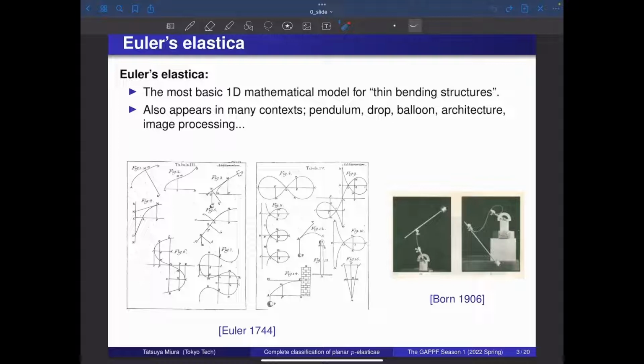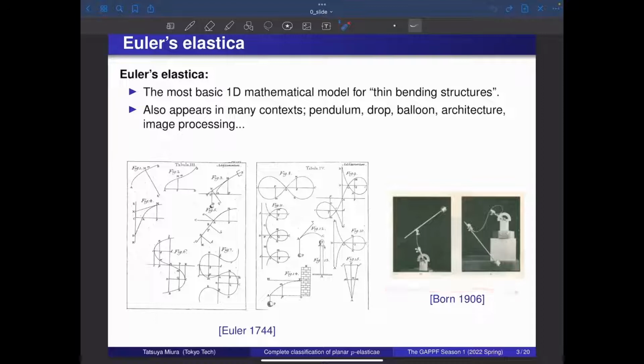In 1744, Euler already obtained a surprisingly detailed result for planar elastica. More precisely, he obtained the corresponding Euler-Lagrange equation and showed that any solution can be classified into several classes. And the left figure describes some examples of such profiles.